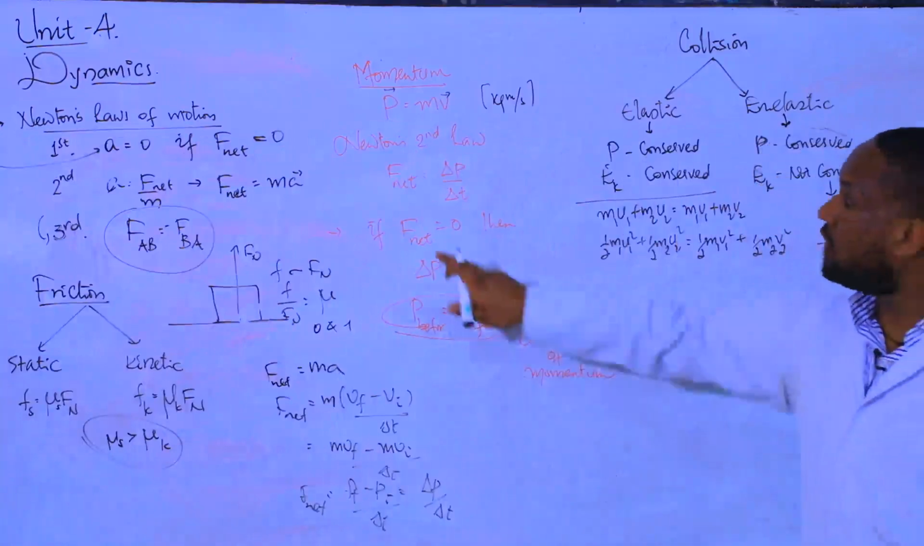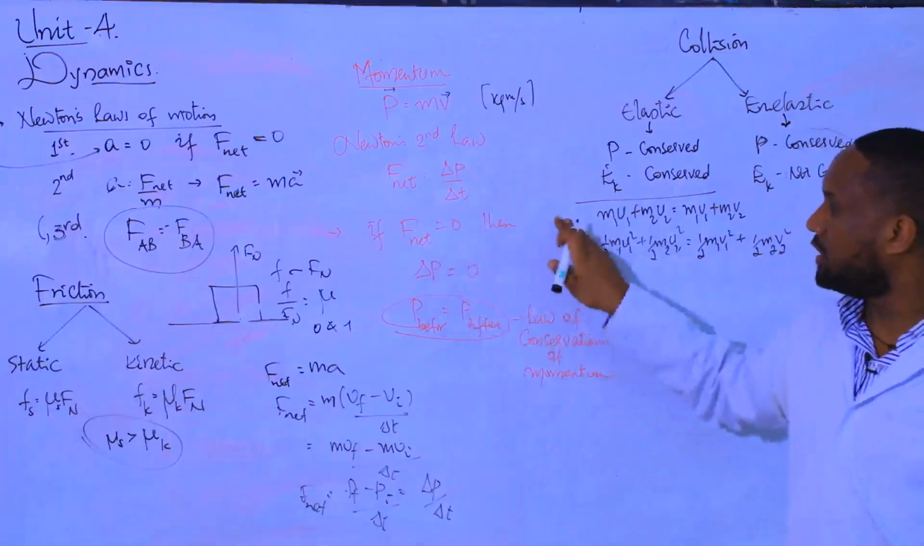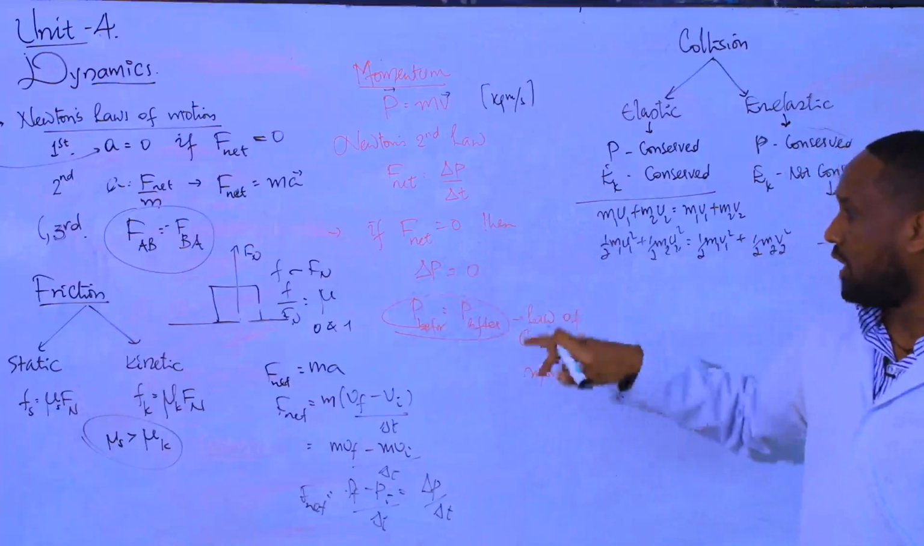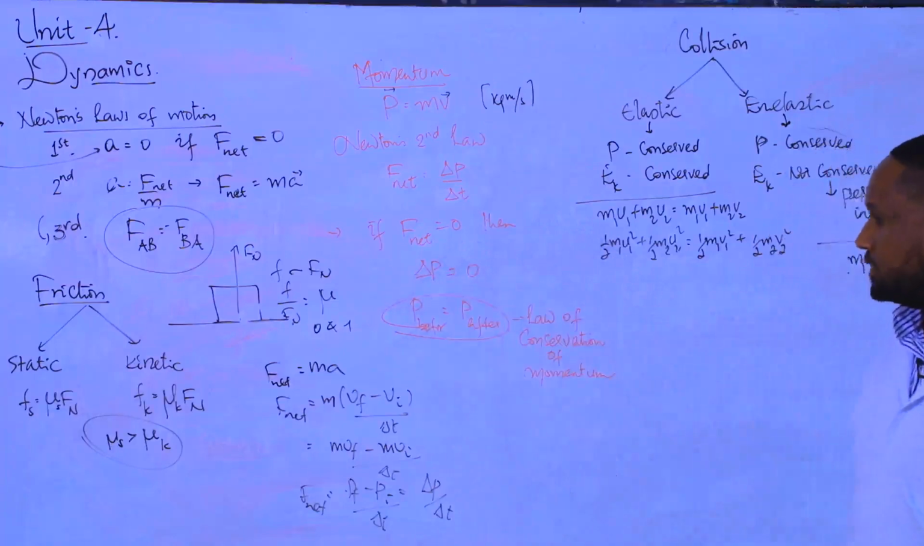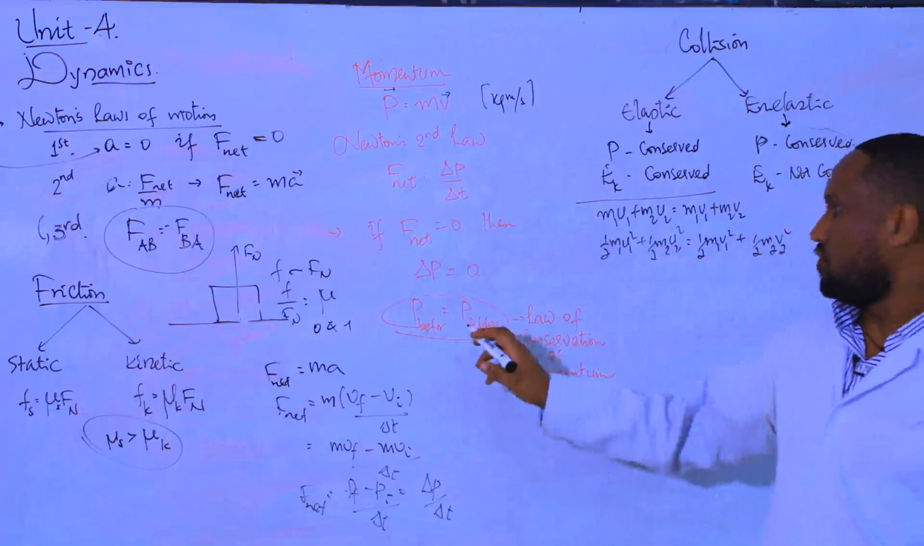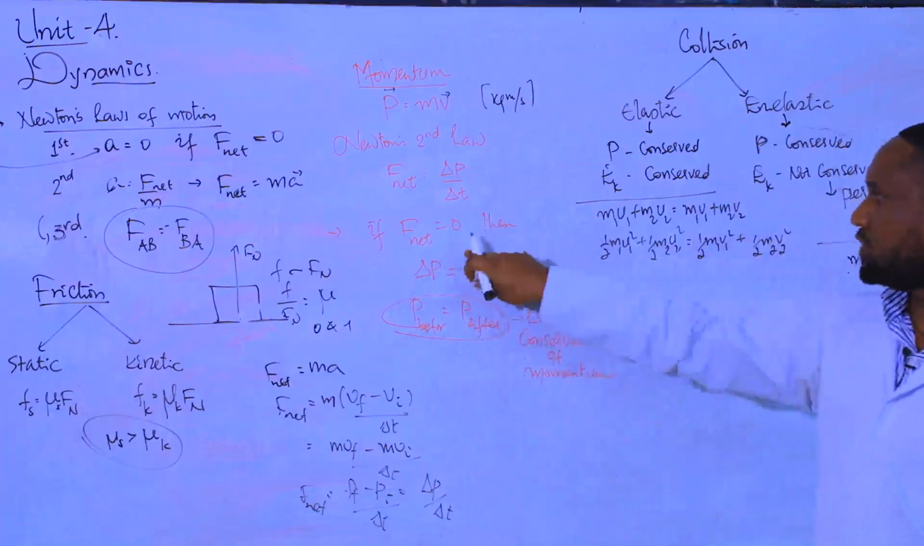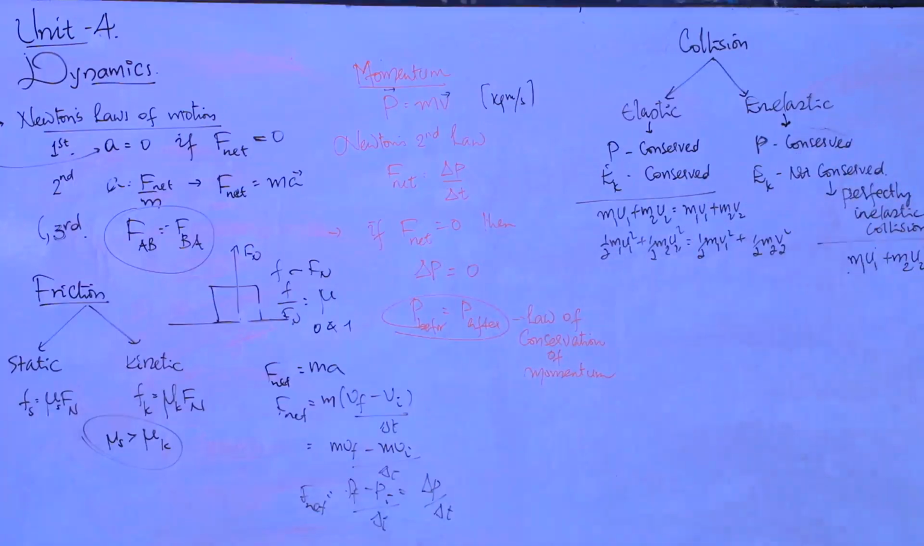So if there is no net force acting on the object, then there is no change in momentum. That means the momentum of the object is conserved. So momentum is conserved in the absence of net force, and we call this the law of conservation of momentum. Okay? The law of conservation of momentum.